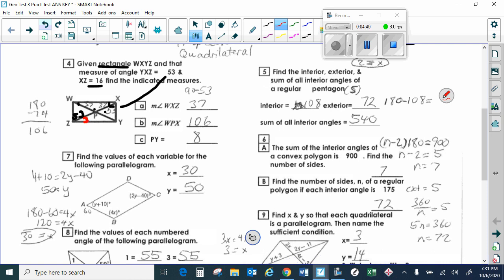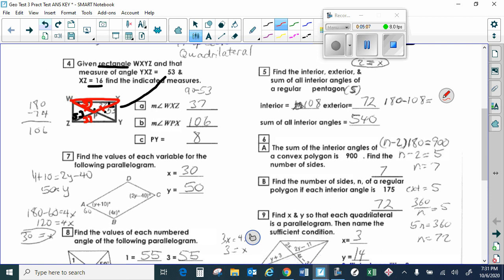This is 37 here. Oh, okay, we know that the diagonals bisect each other. So if that's 37 down here, this has to be 37 here because it's an isosceles triangle. So now we have a 37 and a 37 is 74. And then don't forget we have this triangle in the middle here. So then this angle that we're looking for, WPX, is 180 minus 74, which is 106.